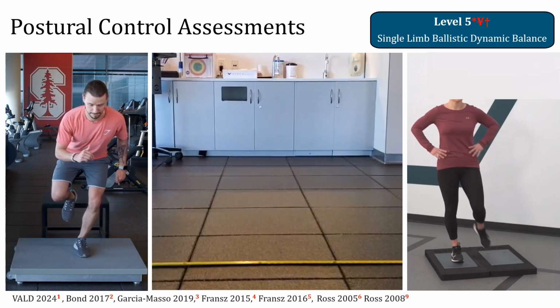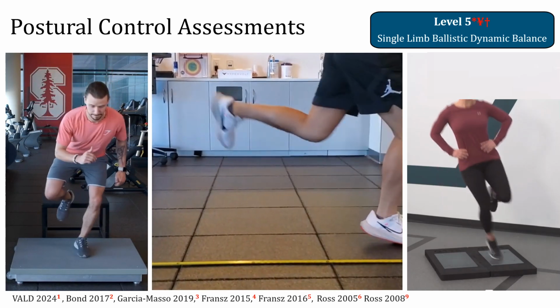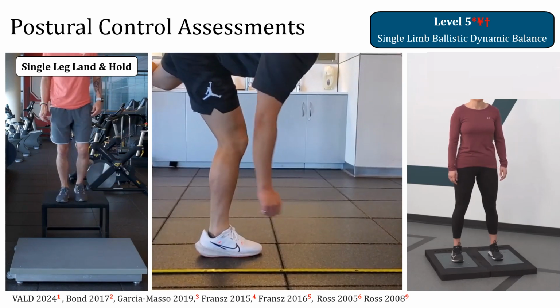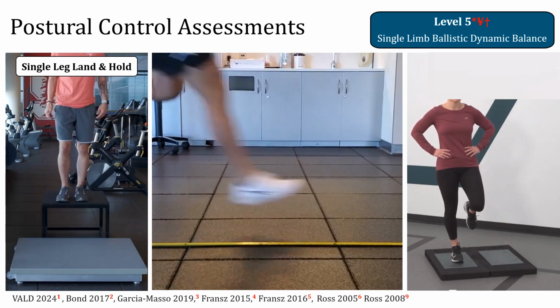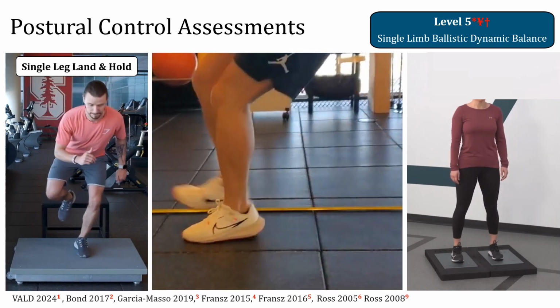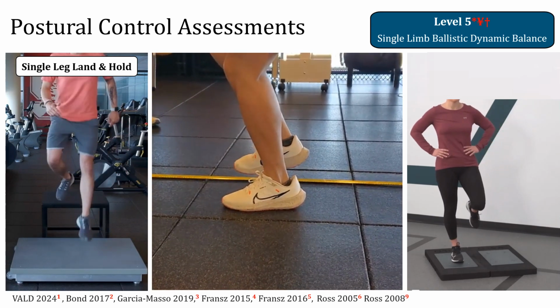Okay, so for level 5, single limb ballistic dynamic balance, you're looking at 3 different assessments here. You're looking at the single leg land and hold, where the individual drops off a box of 20 to 30 centimeters and sticks it. And you're looking at time to stabilization over 20 seconds upon landing.